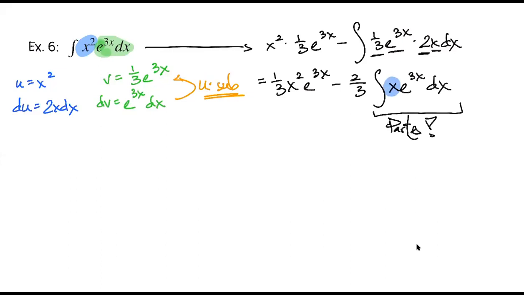So u is gonna be my polynomial, or x. dv is gonna be e to the 3x dx. So u is x, du is dx. dv equals e to the 3x dx. And we just saw this in the first part. When we integrate this, we need to use u substitution, and we're going to get 1/3 e to the 3x.